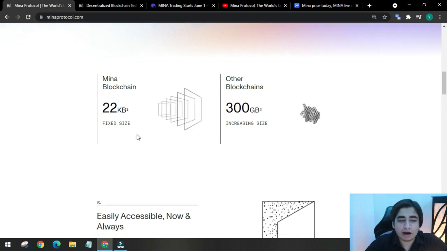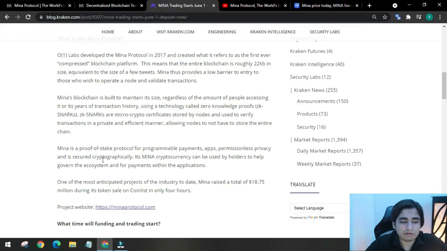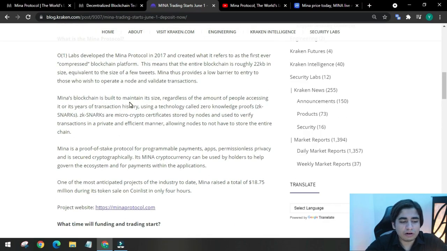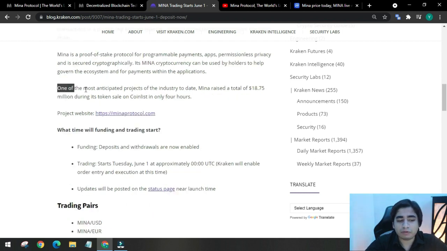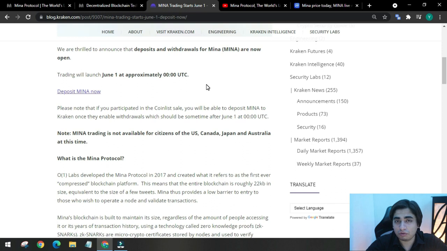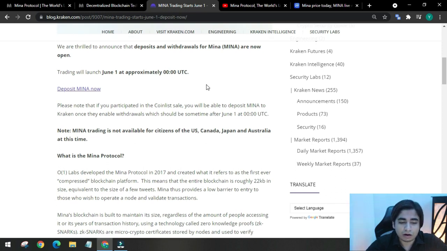So that's why it's highlighted. You can see that it has been listed on the Kraken exchange, and they say that the MINA protocol is built to maintain its size regardless of the number of people accessing it. It stores a year of transaction history using a technology called zero knowledge proof. One of the most anticipated projects of the industry to date, MINA raised a total of $18.75 million in its token sale on Coinlist in only four hours. That's amazing, because people knew that this project is going to earn them a lot.